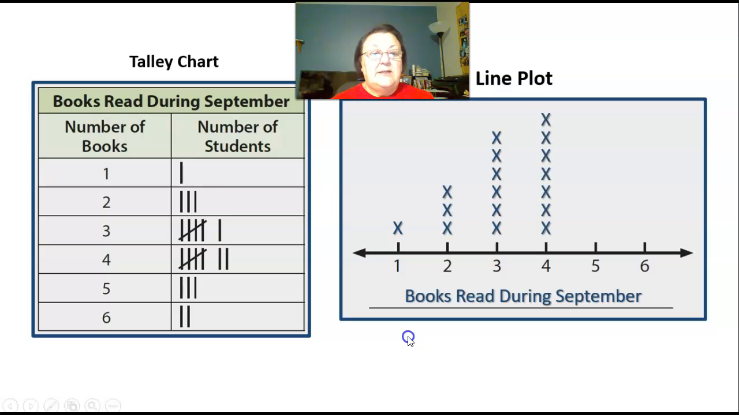And here is our example. As you can see, the tallies match the X's on the line plot.